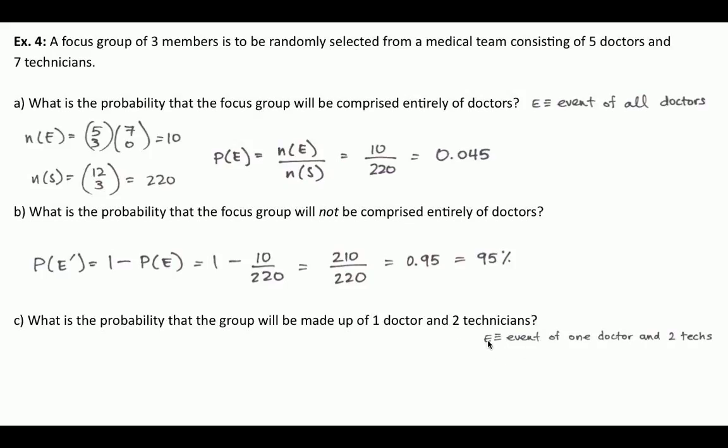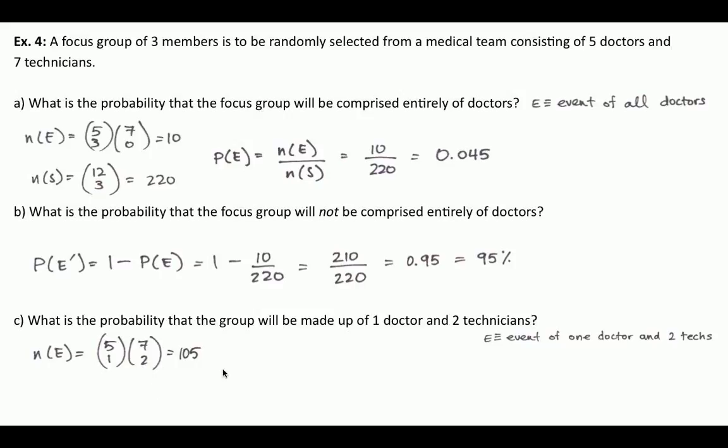So E is the event of 1 doctor and 2 techs. The number of ways this can happen is, here's our doctor pile, 5 choose 1. Here's our technician pile, 7 choose 2, because we want 1 doctor and then we want 2 technicians.